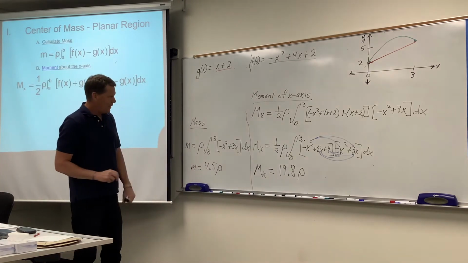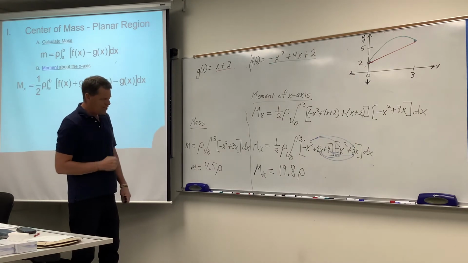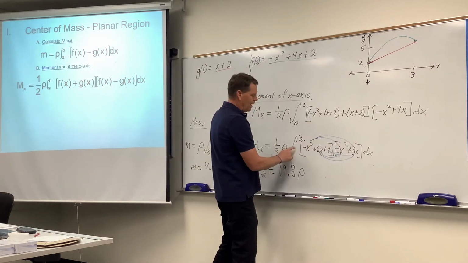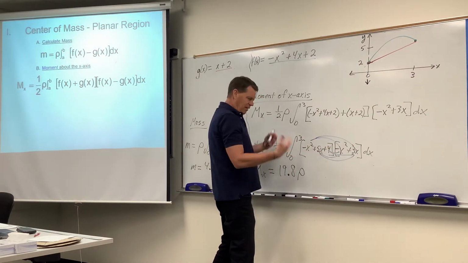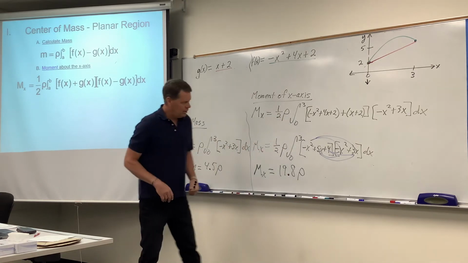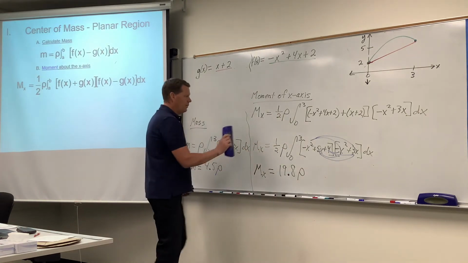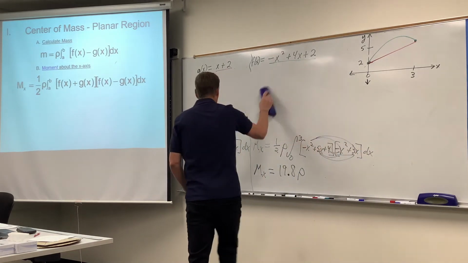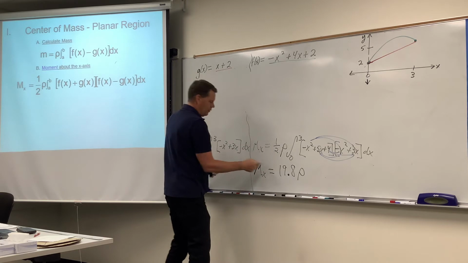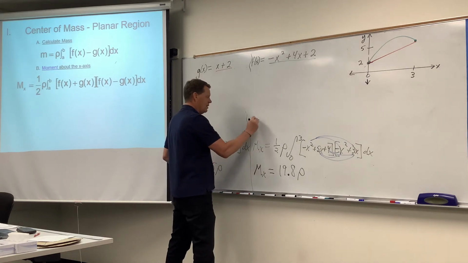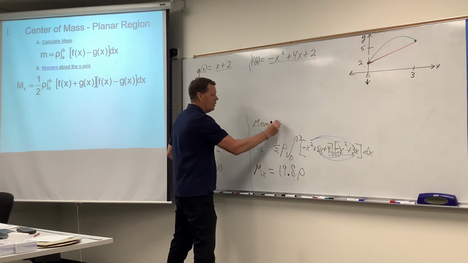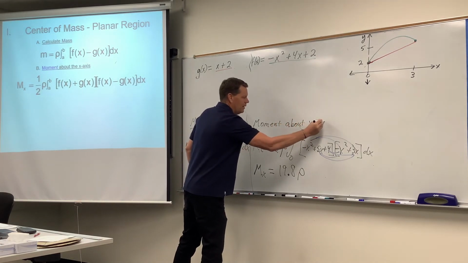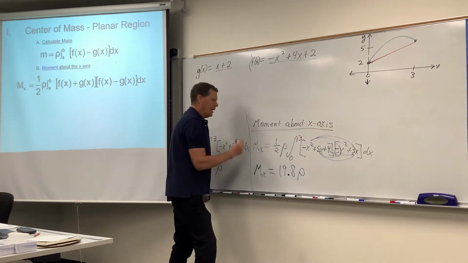Woohoo! Alrighty, so hit pause, digest that, go off and practice. Distribute this, do the power rule to each term, f of b minus f of a, all that. You know the drill. Okay, so I'm going to erase this setup here because, again, board space is at a premium, and this would be our setup for the moment about the x-axis. We're getting closer. I think we're going to fit here. I hope so. All right.